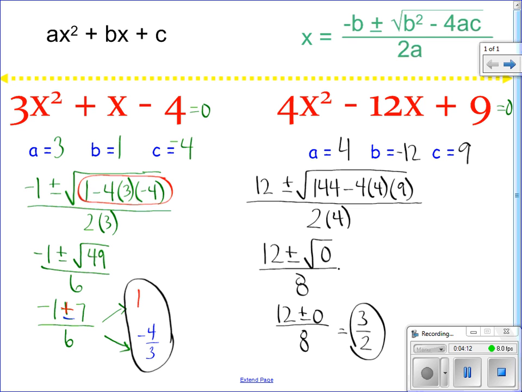So again, this is just a refresher, it's practice, because we're going to be using this in the next section in chapter 10.